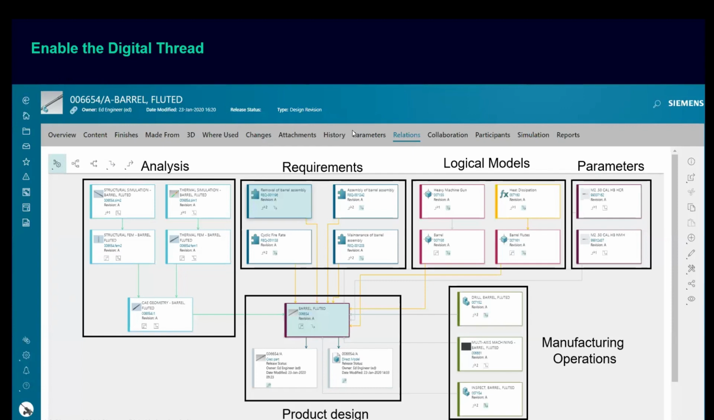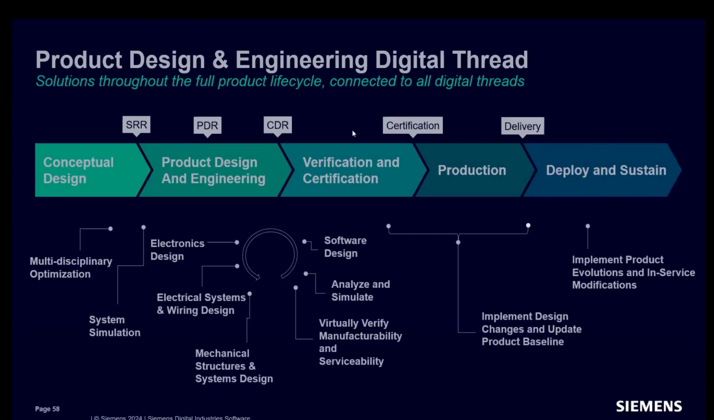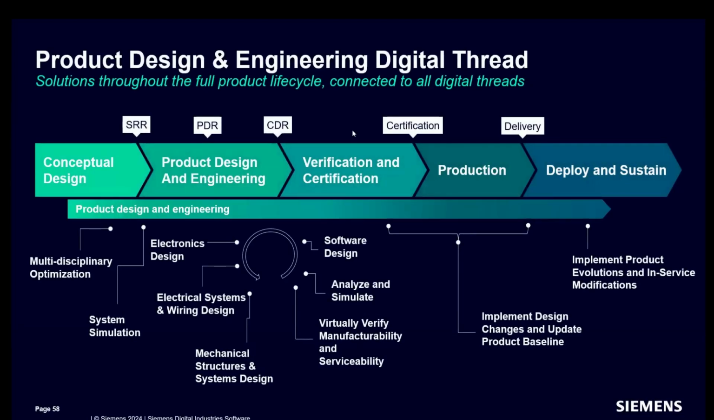And so, to have a truly enabled digital thread, it needs to be able to encompass the analysis, the requirements, the logical models that are being used, all the parameters that are driving those, as well as the information that comes out of product design, and even downstream in the manufacturing operations. And so, that's what we're looking to create here at Siemens. And that's what, in our minds, is a fully enabled digital thread concept. And so we kind of have to look at those together as you look at this whole thing. So I hope that makes sense.